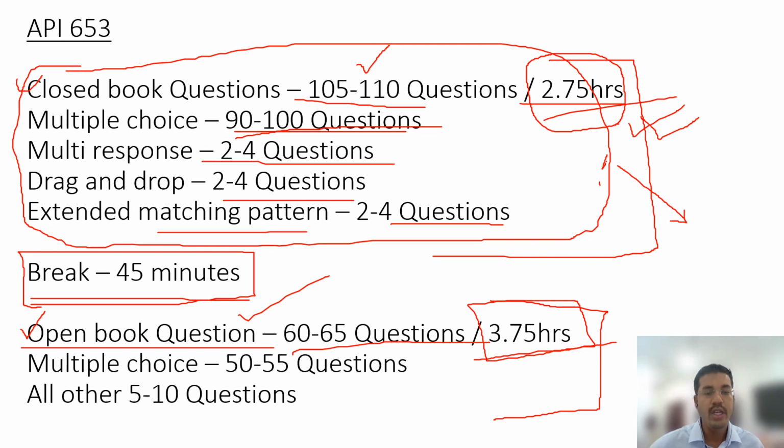In open book, there are 50 to 55 multiple choice questions, and 5 to 10 all other questions. When I say all other, these are the 3 types: multi-response, drag and drop, and extended matching. So for these 3 types of pattern, 5 to 10 questions, and multiple choice is 50 to 55 questions for the open book examination.